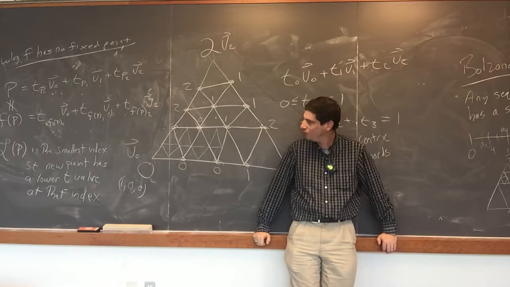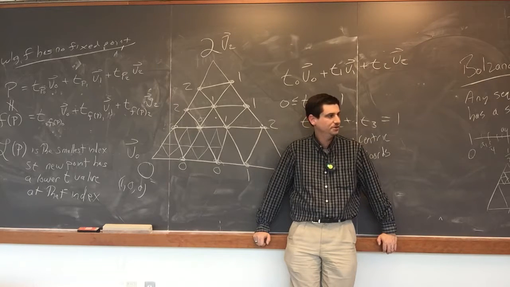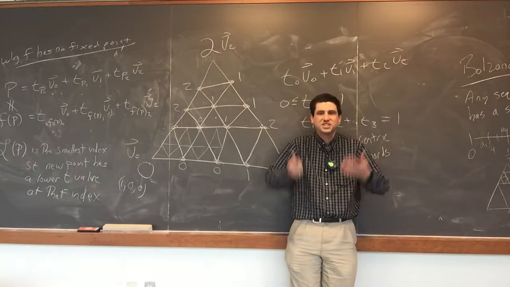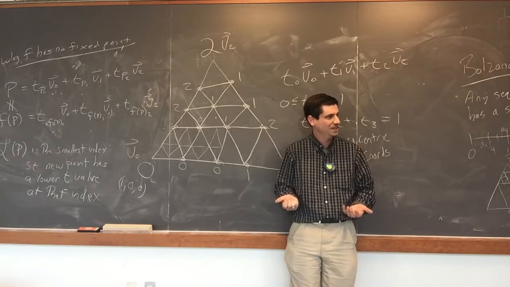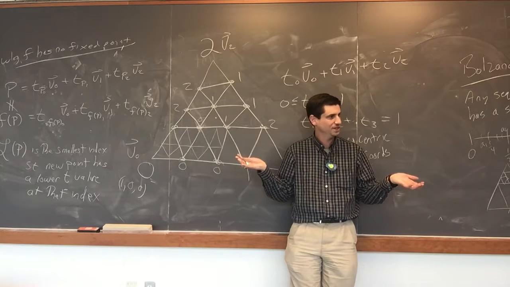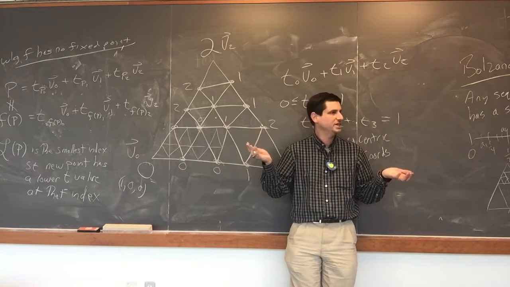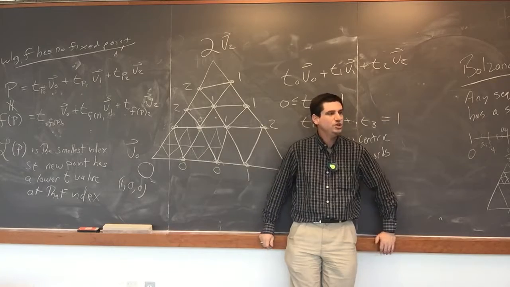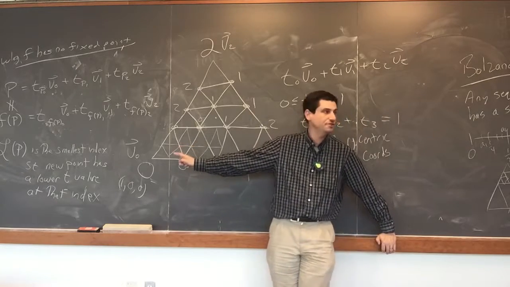Is it possible that all the indices don't go down? Well, since the sum of the indices has to be 1, if they all stay the same, it's a fixed point, and we're assuming there's no fixed point. If they all go up, the sum is greater than 1. That can't happen. So we know that this function L is well defined.